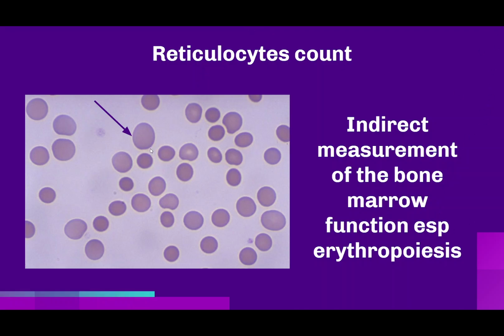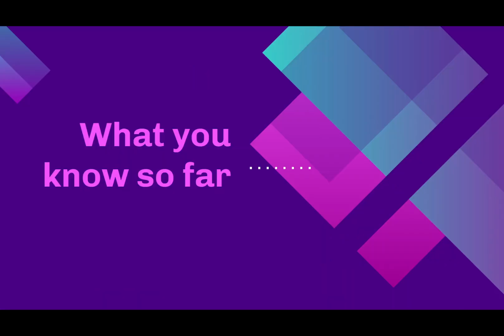If you see a lot of reticulocytes in the peripheral blood, you can say that the bone marrow is actively producing red blood cells. Because the demand is so high, it will be releasing young red blood cells into the circulation, hence a lot of reticulocytes are released into the peripheral blood.